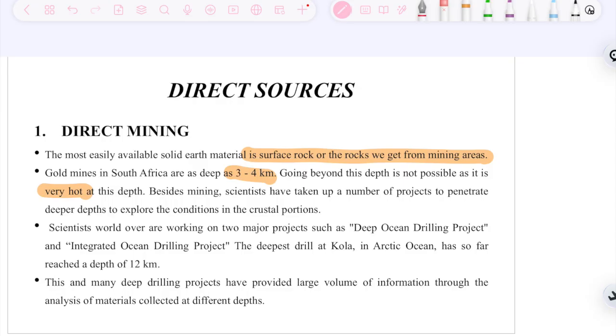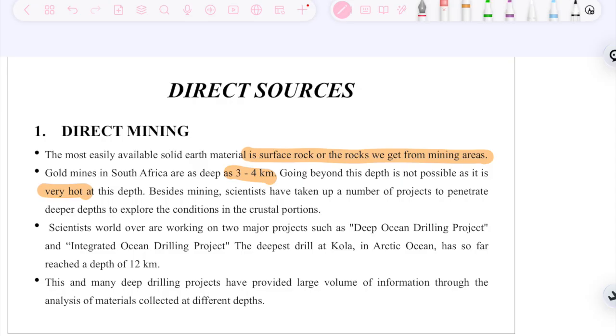Besides mining, scientists have also taken up a number of projects to penetrate to deeper depths to explore the conditions in crustal portions. So what we have seen here is that the gold mines in South Africa are deep only to a certain extent, that is 3 to 4 kilometers. Think, out of 6,000 kilometers, only 3 to 4 kilometers. What will we even understand? But why is it so? Because we cannot go deep inside. It is so hot that even machines cannot go deep because they melt due to such temperature and heat.